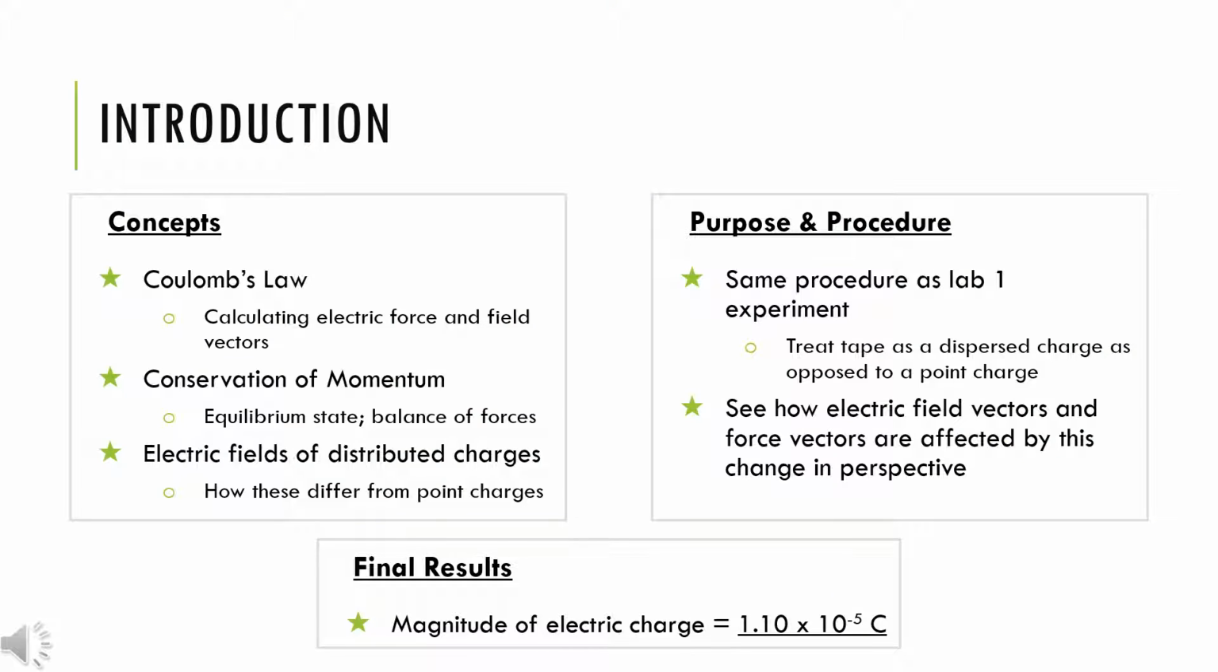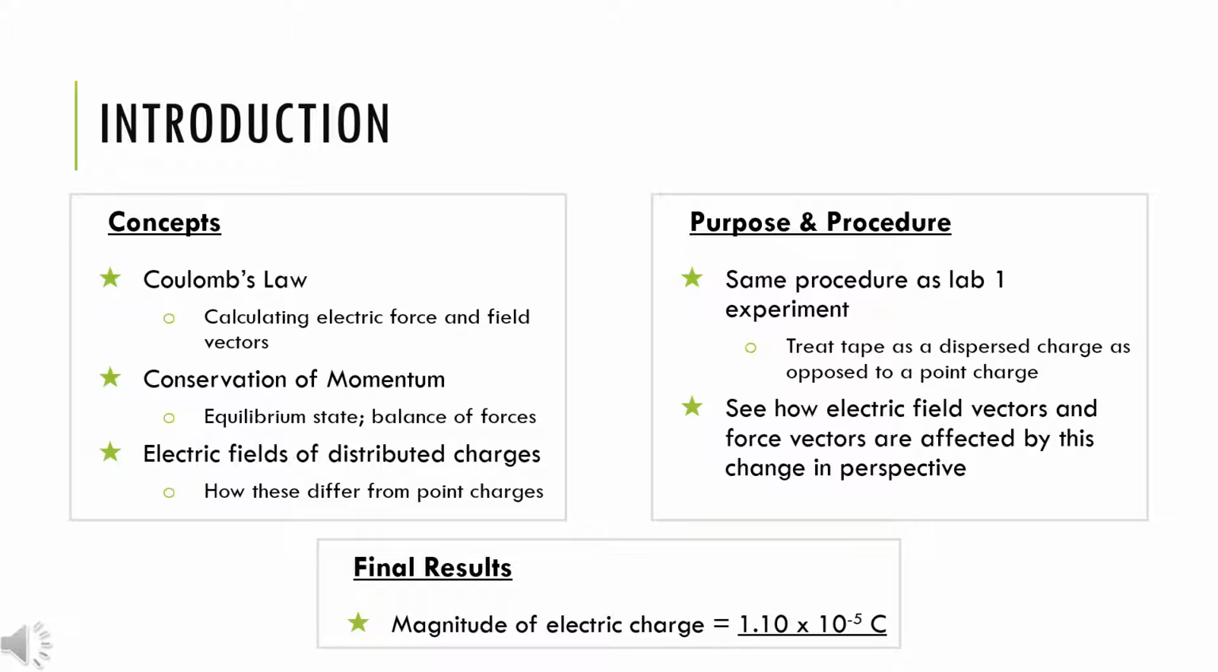This lab relied heavily on the same concepts as Lab 1, including Coulomb's law and conservation of momentum. These two principles allow us to calculate electric forces and fields, as well as to take into account the equilibrium state of balanced forces. Another concept integral to this lab is how electric fields of distributed charges are unique from those of point charges, and what factors determine this.